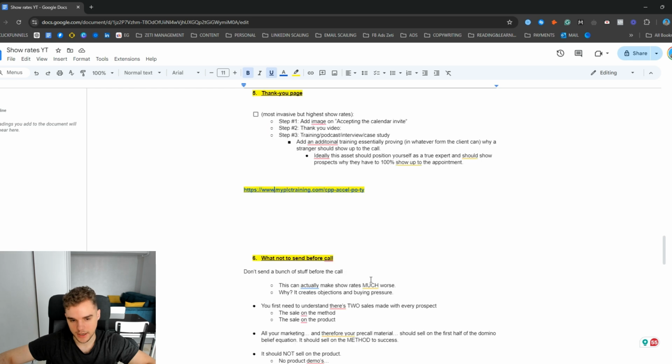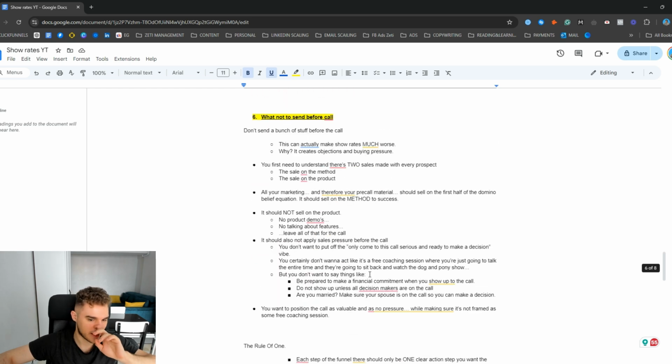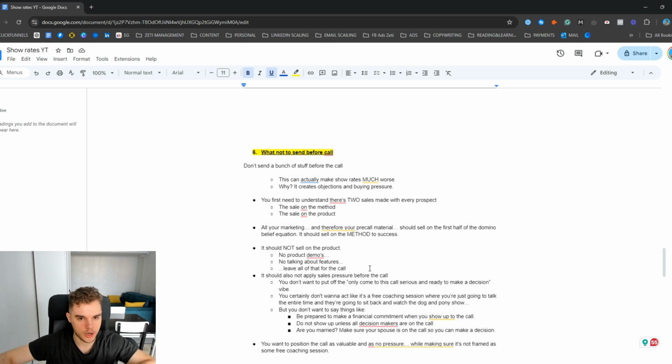The sixth thing is not really a lever, but rather what you need to not send before the call, because a lot of people mess this up. A lot of people send a bunch of stuff before the call, but this can actually damage and decrease your show up rates and make them much worse. You want to do one thing at a time. What you also need to understand about sales is that there are two sales made with every prospect: one on the method, the other on the product. Therefore, in your marketing, you should only focus on selling the method, not the product. Your method, aka your way of doing things, aka your unique mechanism.